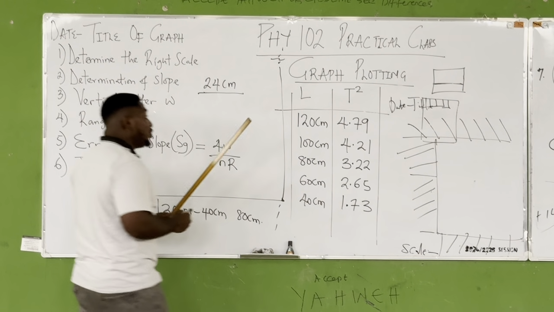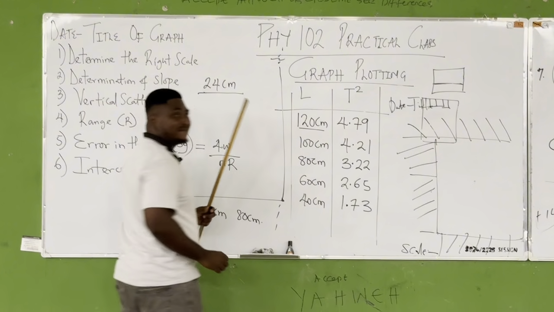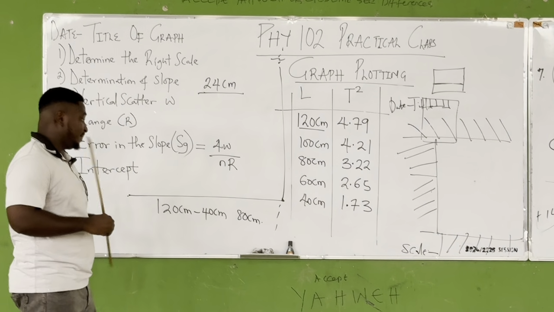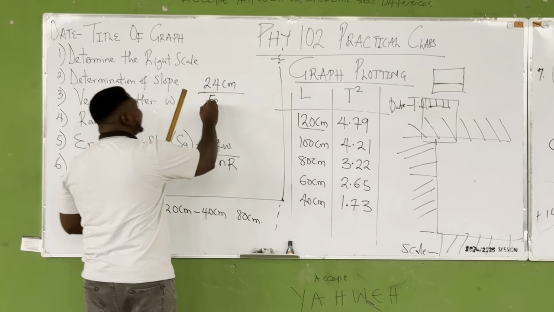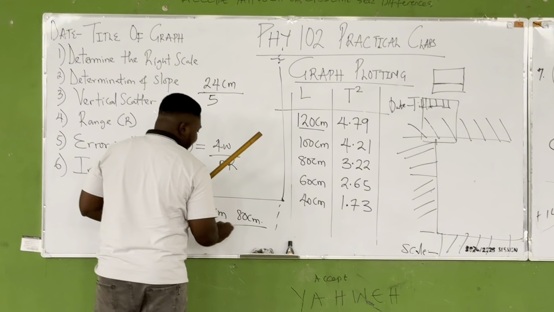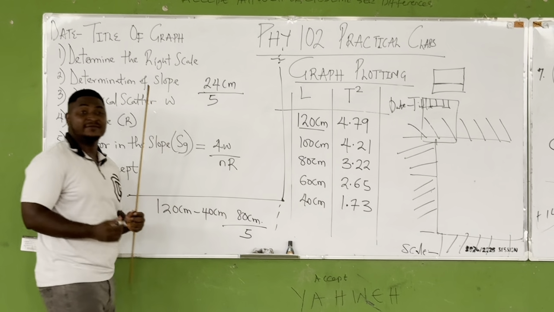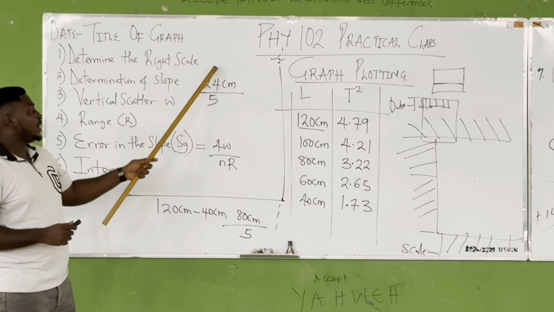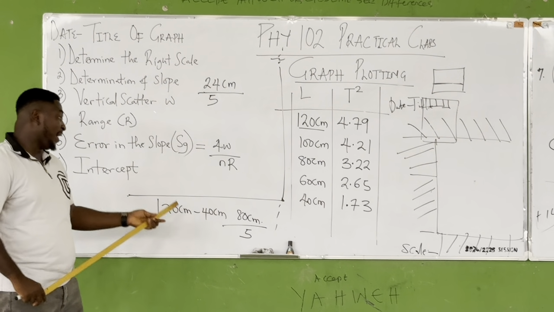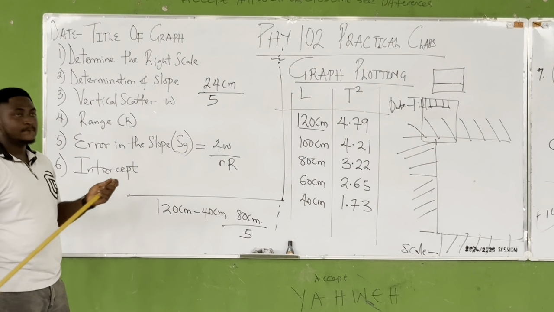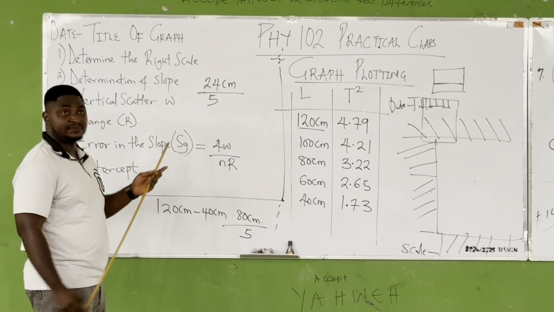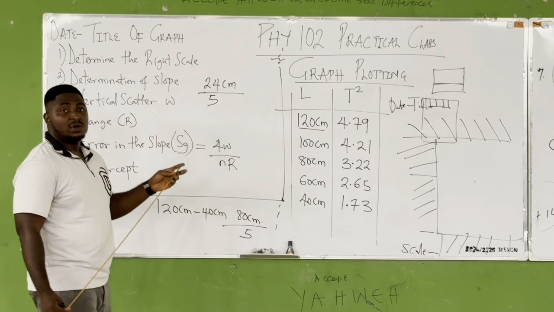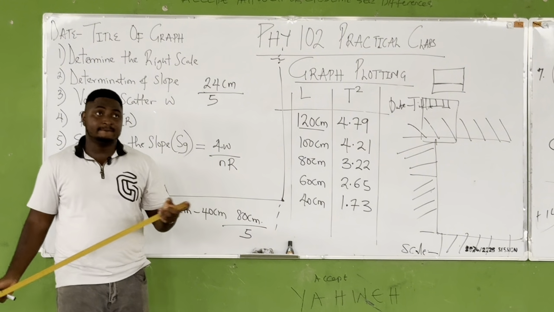Now, how many observations do you have, class? You have 5 observations. You're going to say this 24 divided by 5, and this 80 divided by 5. 24 divided by 5 and 80 divided by 5. What is 24 divided by 5?